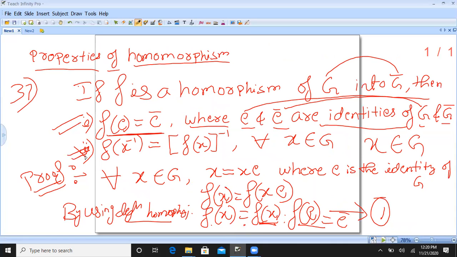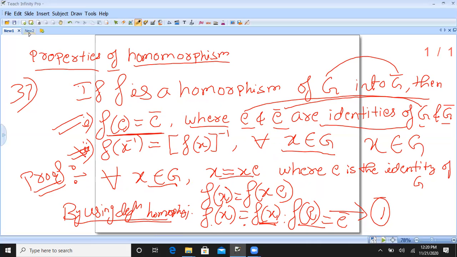In the first proof, for all x belongs to G, as already given in the statement, x belongs to G. So by using that, x equal to x e, where e is the identity of G. Therefore we will write f of x is equal to f of x into e. Now by using the definition of homomorphism we can write that f of x is equal to f of x into f of e. Okay, this is equation 1.